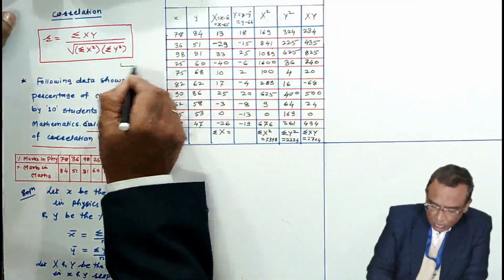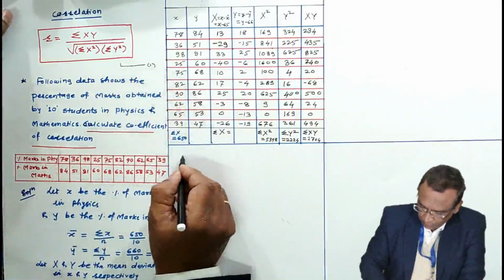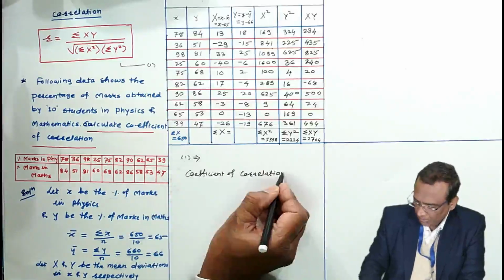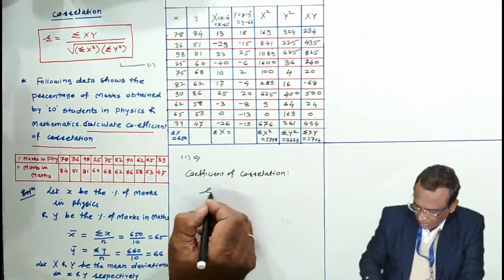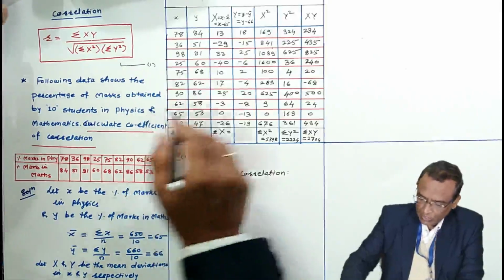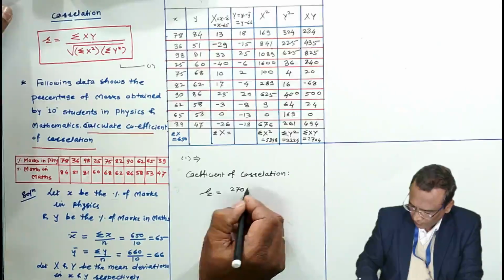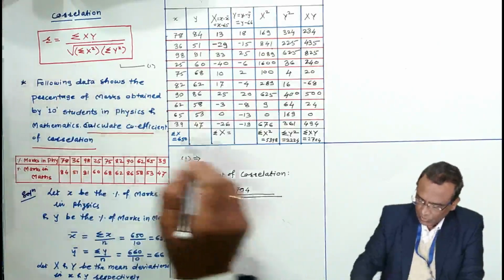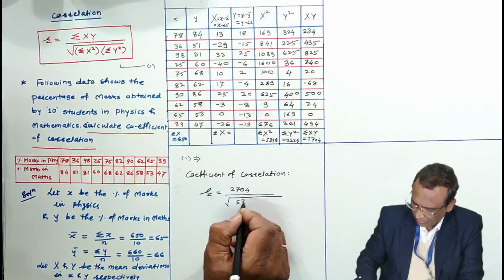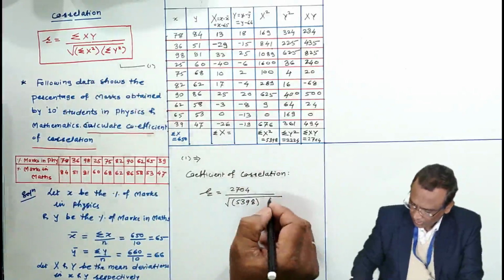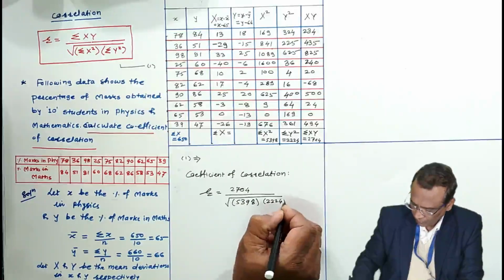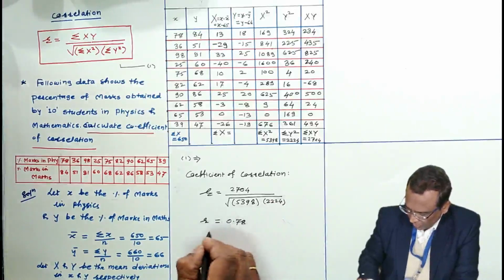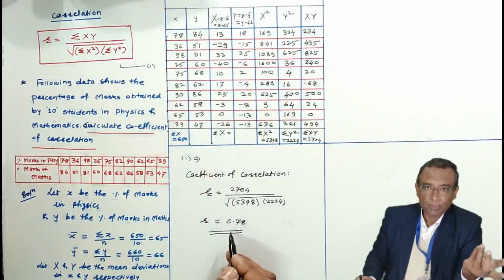Now, using this coefficient of correlation formula, I am denoting it by R. R is equal to summation xy, 2704, divided by the square root of summation x square, 5398, times summation y square, 2224, and in this way we get 0.78 as the coefficient of correlation. So we stop here. Thank you very much.